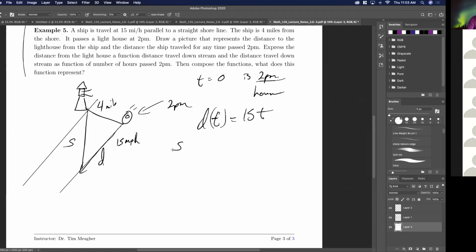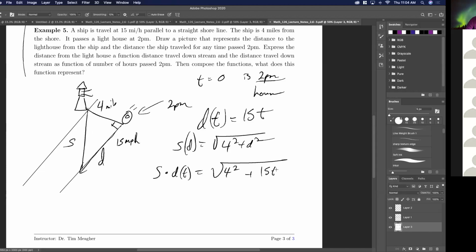And given D, if I want to know what S is, well, it's just the Pythagorean theorem. Here I have a right triangle, because the ship is traveling parallel to the shore. So S would be the square root of 4 squared plus D squared. Now I know what this is, and I can just compose the functions. I can compose S of D of t, which gives us the square root of 4 squared plus (15t) squared. And there we have our formula.